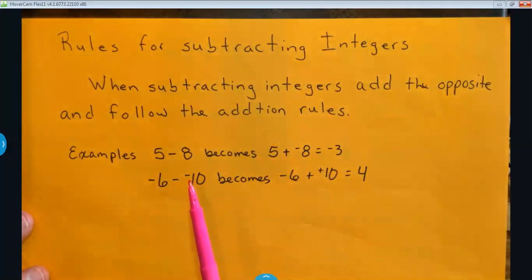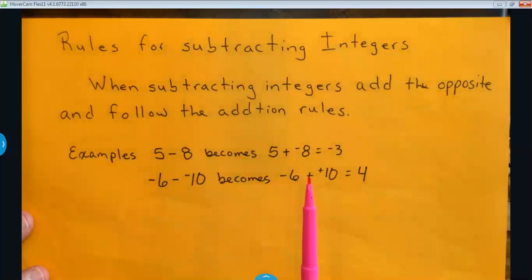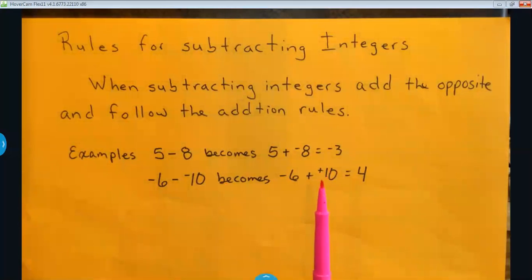-6 minus -10 becomes -6 plus +10 when I add the opposite. Therefore, I'm adding integers now with a positive and a negative, different signs. I subtract. 10 minus 6 is 4. 10 is the higher number. It's positive, so my answer is positive.